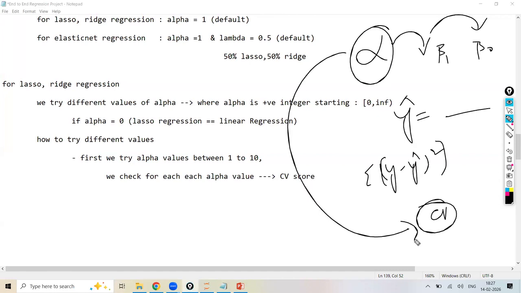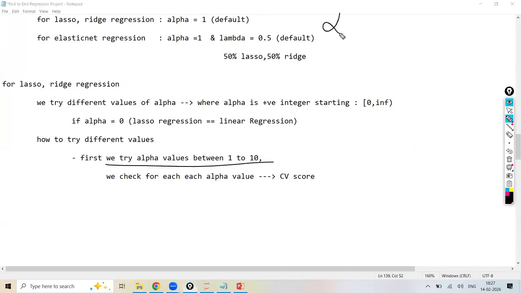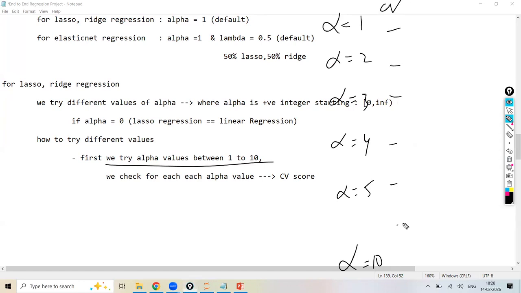Everything is connected to each other like that. If one changes, everything changes. Now CV changes. Now we are going to try the different alpha values from 0 to 10, that is alpha equal to 1, alpha equal to 2, alpha equal to 3, like this. For each alpha value, we are going to get the CV score. Within these, whichever is the maximum, which is the maximum value, that value we are going to log.